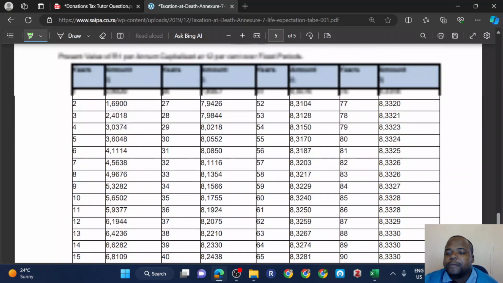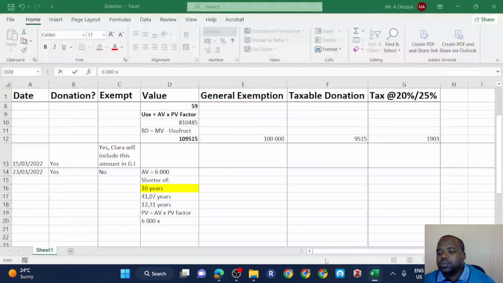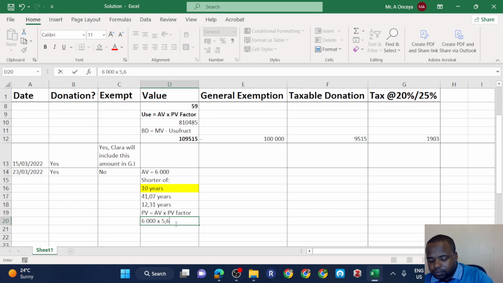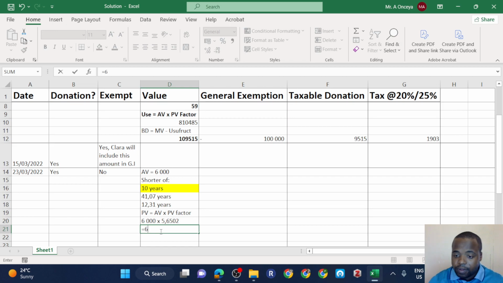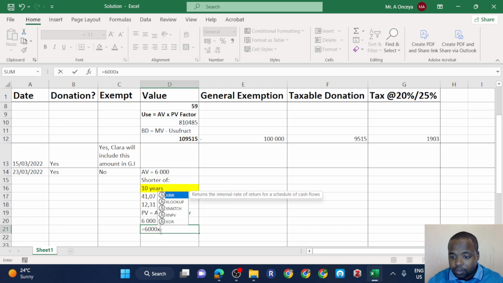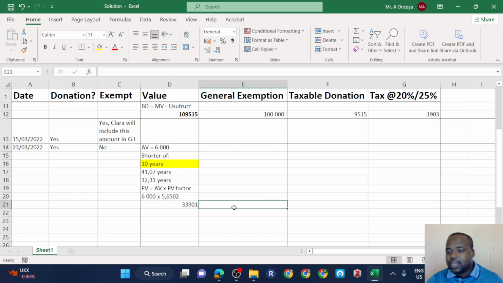Okay, I didn't know that. But then our shorter time period is 10, right? So our shorter time period is 10, so we'll choose 5.6502. So then we compute the present value of our annuity times 5.6502, and it's 33,901 rands. And then you've already applied the general, you already fully utilized it, right?